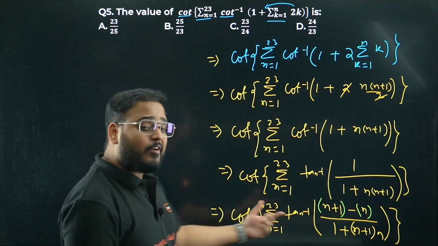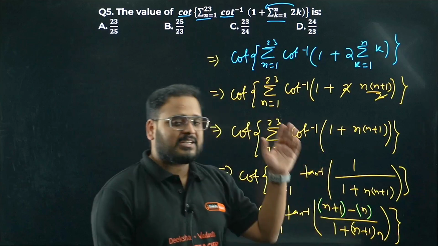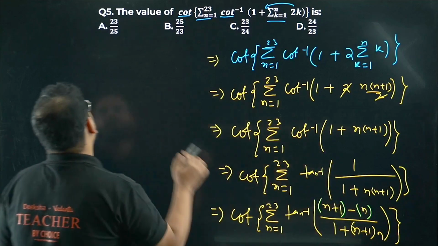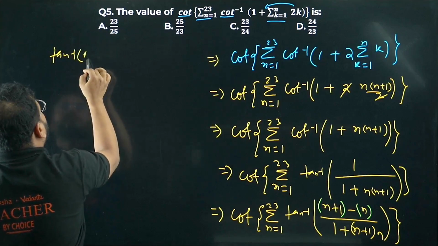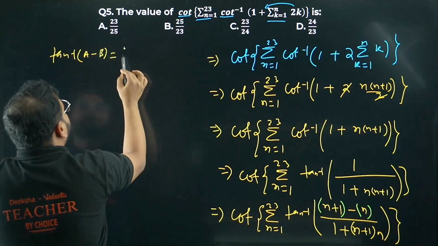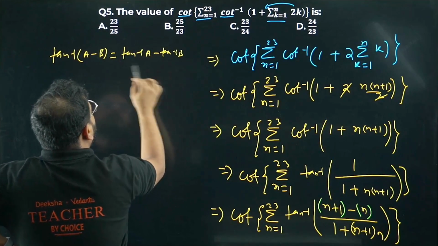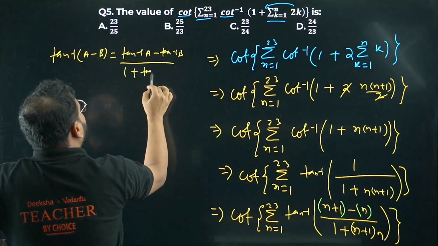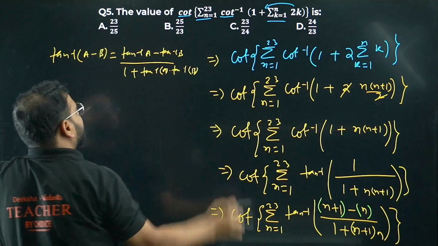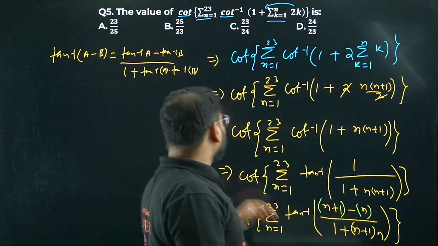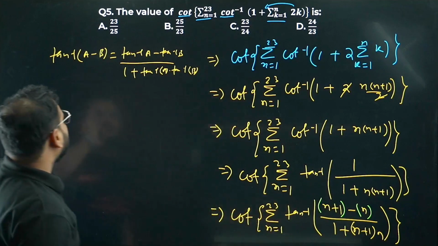Okay, now we have the formula for tan inverse of A minus tan inverse of B. What is that going to be? Tan inverse of A minus B is given by tan inverse of A minus tan inverse of B divided by 1 plus tan inverse of A into tan inverse of B. This formula I'm talking about. Where we learnt it? Okay, check this out. This comes from where? Trigonometric functions.